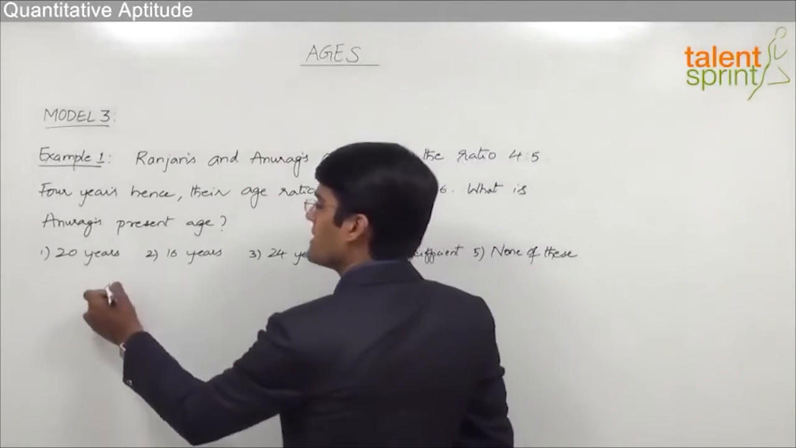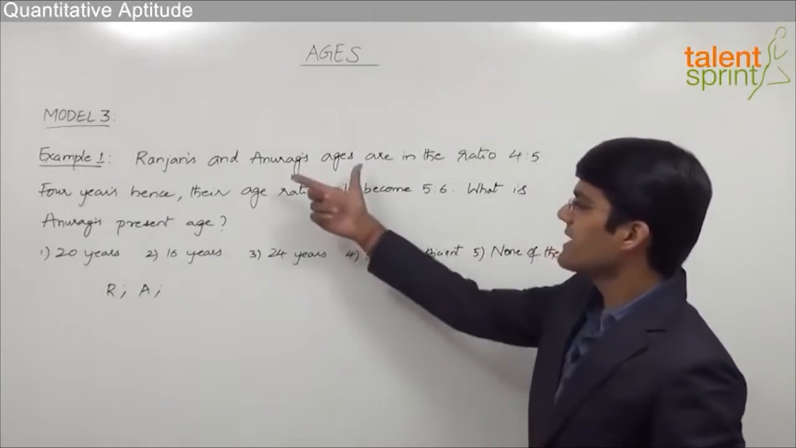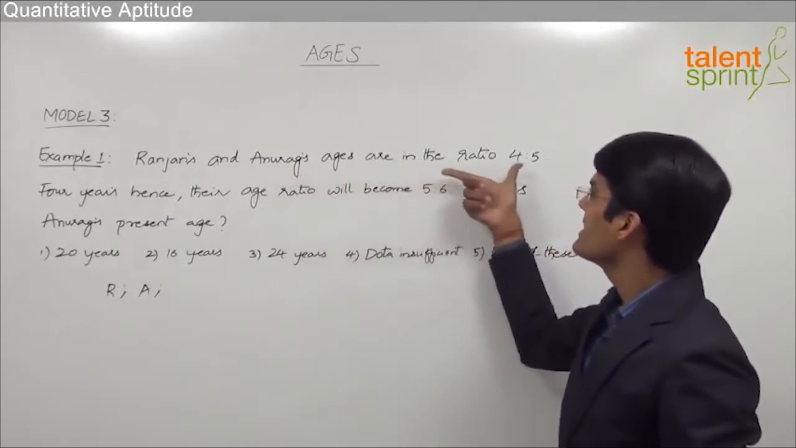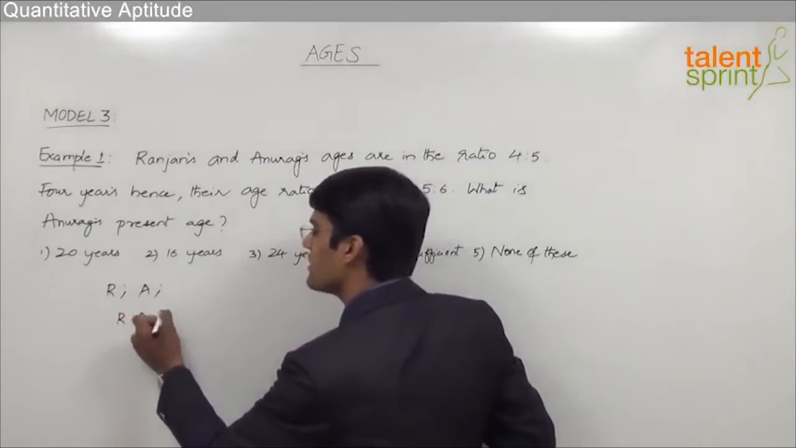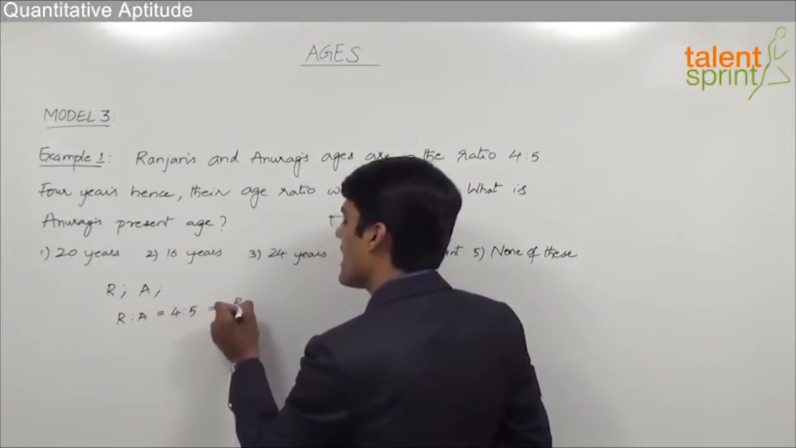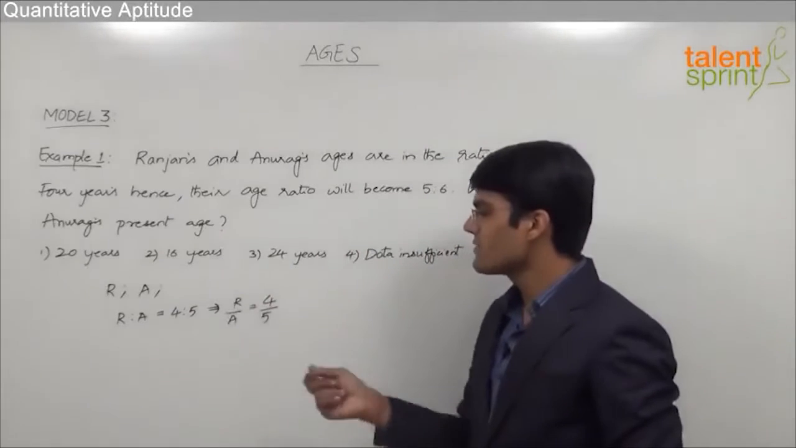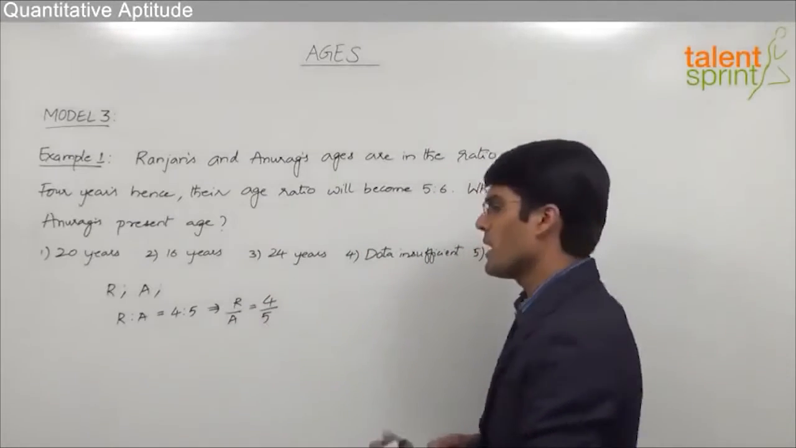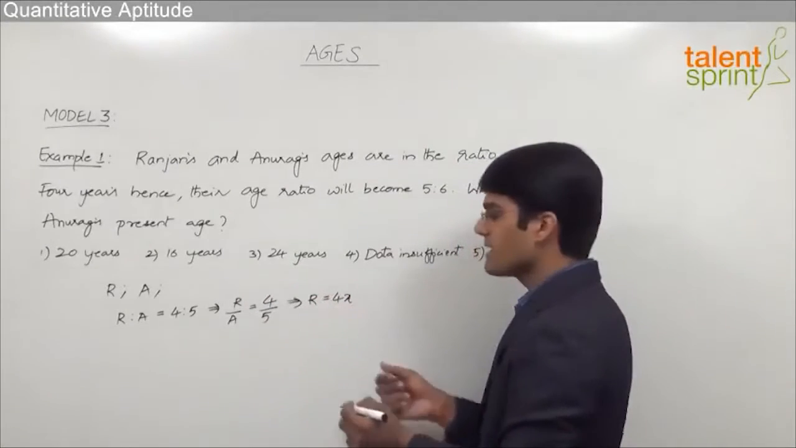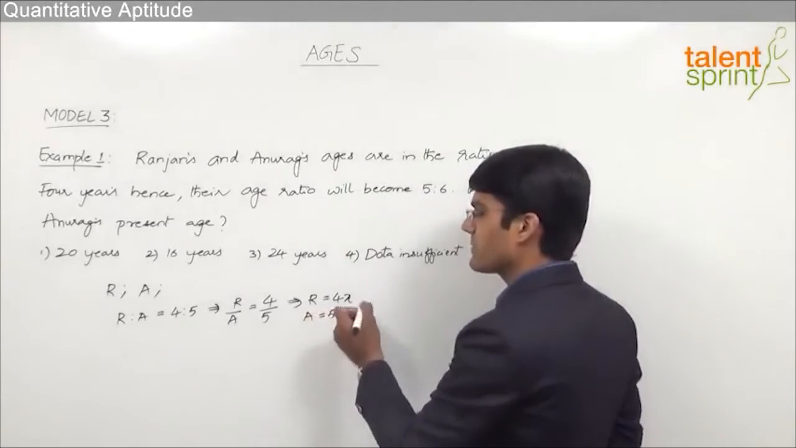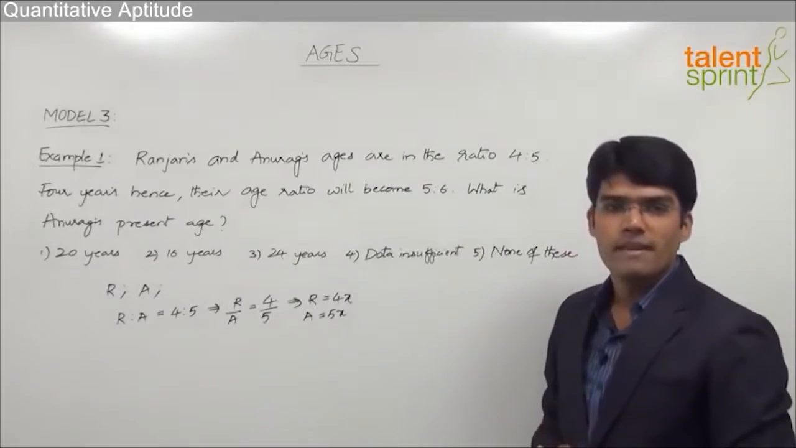Let us assume that Ranjan's present age is R and Anurag's present age is A. Now as given in statement 1, Ranjan and Anurag's ages are in the ratio 4:5. So we can say that R:A is equal to 4:5, or R/A is equal to 4/5. That means Ranjan's age is 4 parts, Anurag's age will be 5 parts. Or otherwise we can take it as R is equal to 4x, that is nothing but 4 parts, and A is equal to 5x. Now the second statement here is 4 years hence their age ratio will be 5:6.